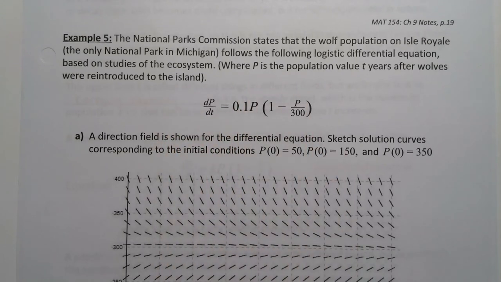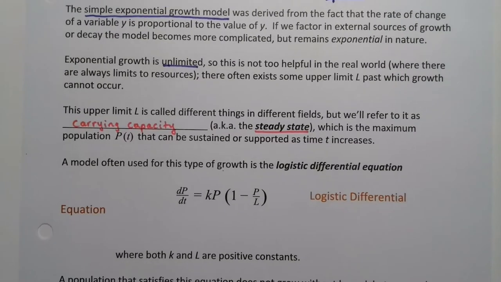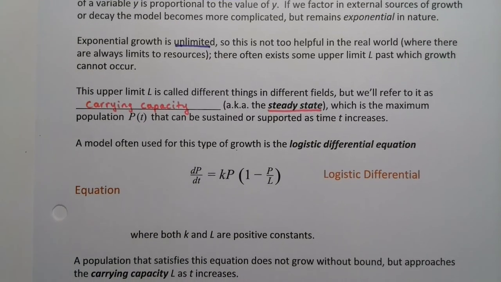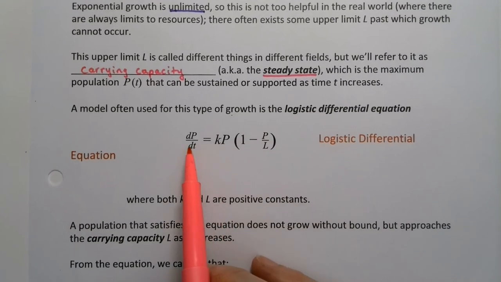But there is some carrying capacity. There is some amount of wolves that this giant island can take, and no more. And that's the carrying capacity. It's the amount of wolves that are sustainable on this island. Okay, so that's what a carrying capacity is. It's the steady state.